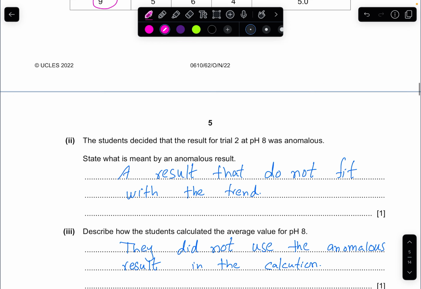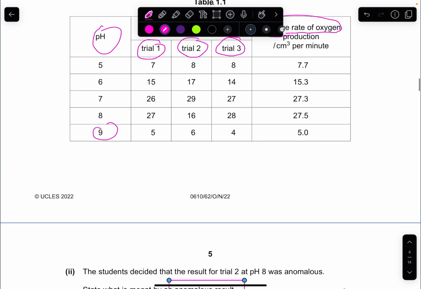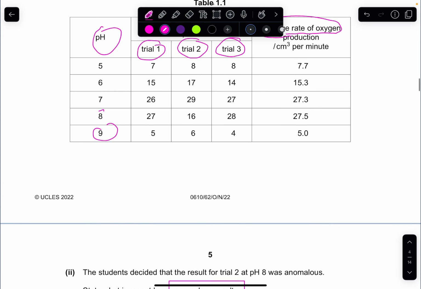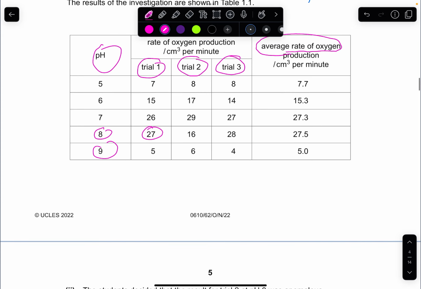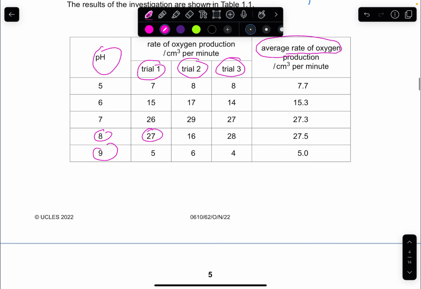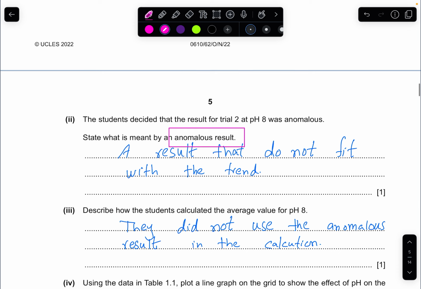And what is the question? What is meant by anomalous result? Anomalous means a different result that does not fit with the pattern. So if you see at pH 8, trial 1 the rate of oxygen production is 27, but trial 2 we got 16. The 16 here is the anomalous result, because 28, 27 is not a very big difference. So this 16 is the anomalous result. A result that does not fit with the trend is called an anomalous result.